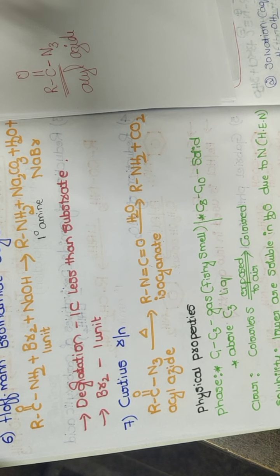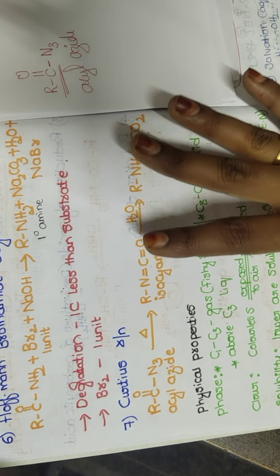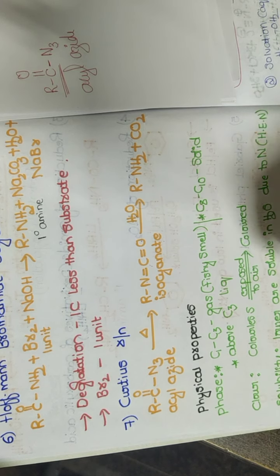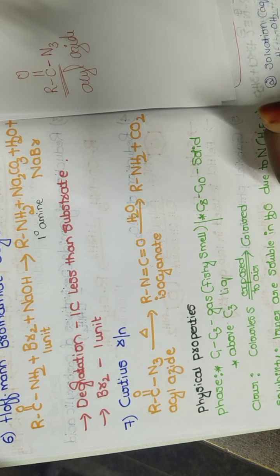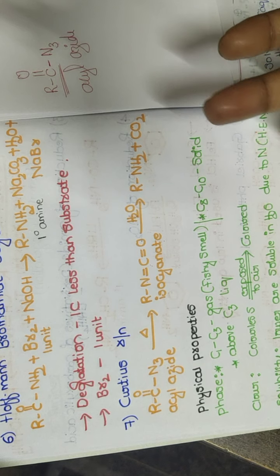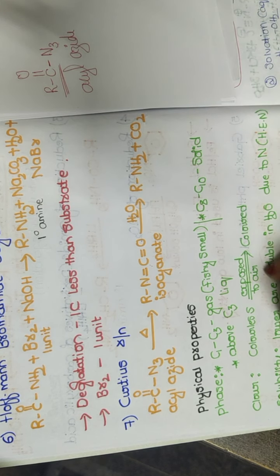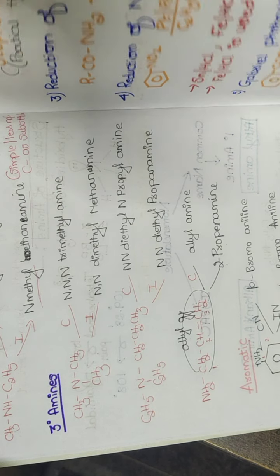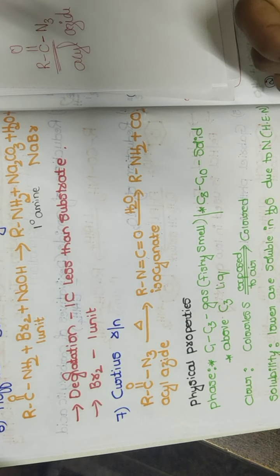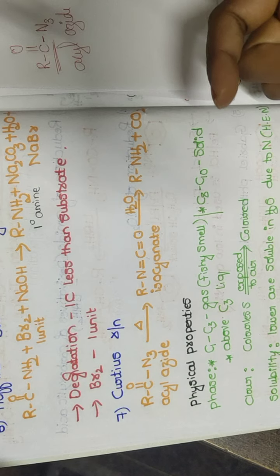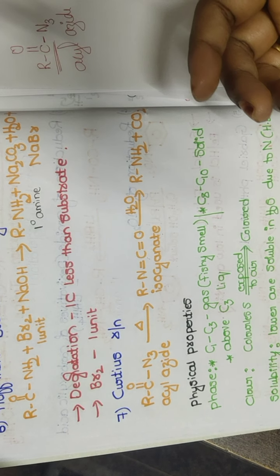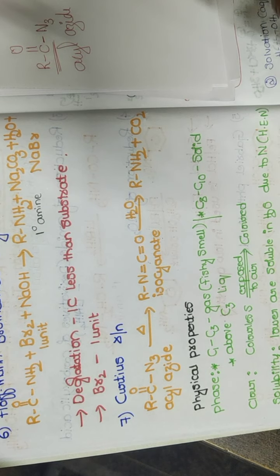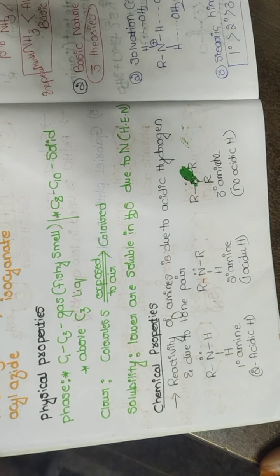So this is all about the preparation of amines, where we have 7 methods. Ammonolysis, and reduction, where 3 methods are there: you can reduce a nitrile, you can reduce the nitro compound, you can also reduce the amide functional group. Then we have 3 name reactions: Gabriel phthalimide synthesis, Hoffmann bromamide synthesis, and then the Curtius reaction. So these are the various methods for the preparation of amines.